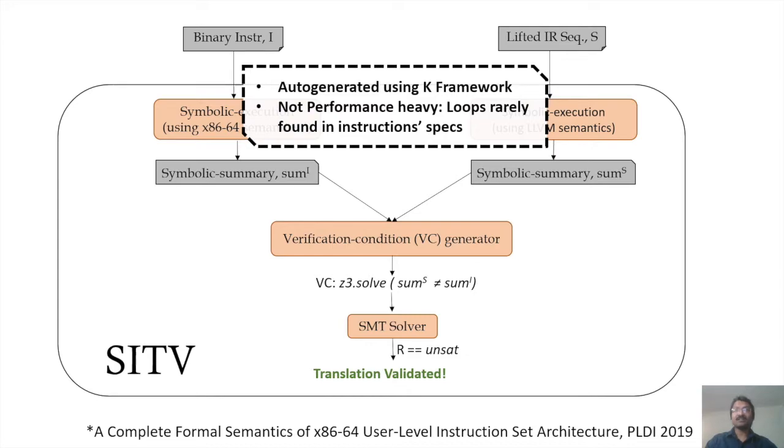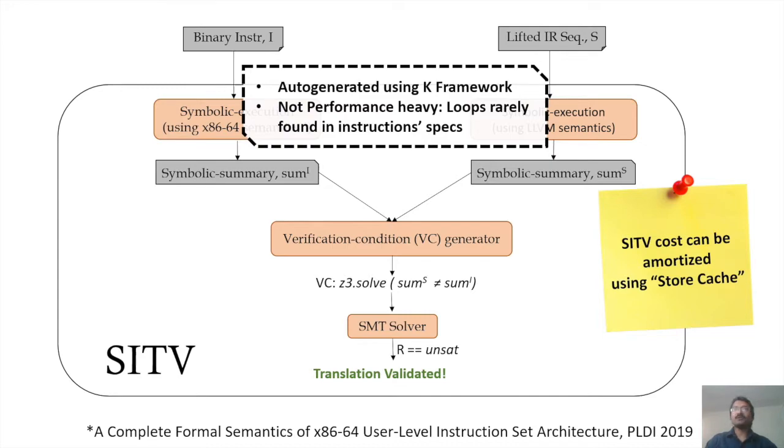Also, the symbolic executions are not performance heavy because, as per the x86-64 ISA specification, only a few instructions exhibit loops in their semantics. A key point to note here is that the single instruction translation validation cost can be amortized by the fact that many instructions are reused within or across programs. As shown previously, we are caching the validated pair of binary instruction and its corresponding LLVM IR. Such validation results can be reused, amortizing the validation cost.